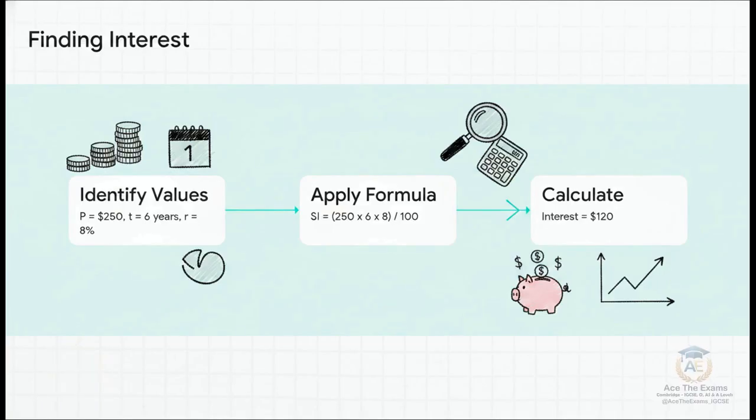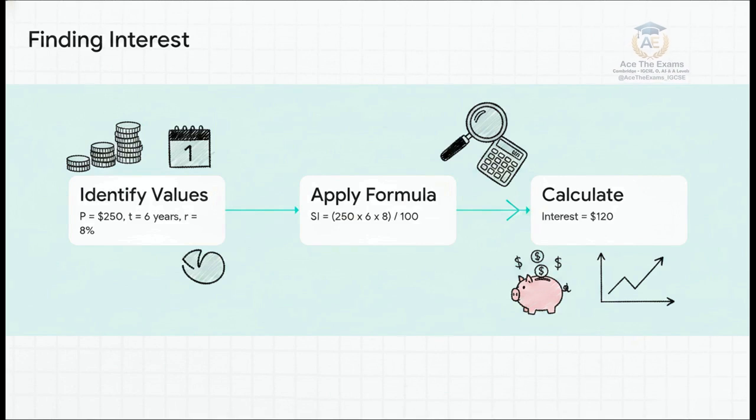You walk into a bank and deposit a principal of $250. You leave it alone for a time of 6 years at a steady, simple rate of 8%. If we follow the formula perfectly in step 2, we multiply 250 by 6 by 8. That gives us 12,000. We then divide that entire top line by 100, and our simple interest earned is exactly $120. It's clean, it's totally predictable, and quite frankly, it's easy to calculate.